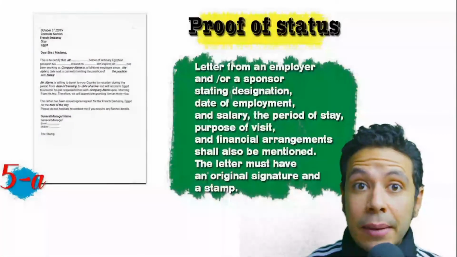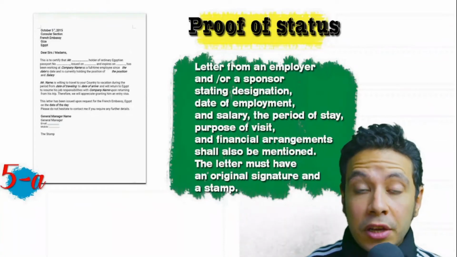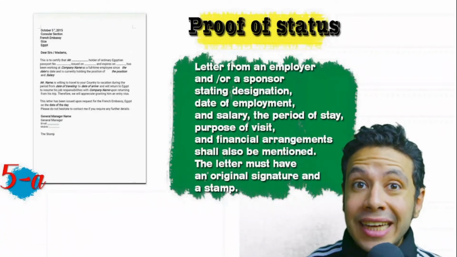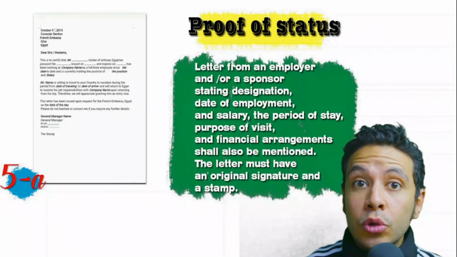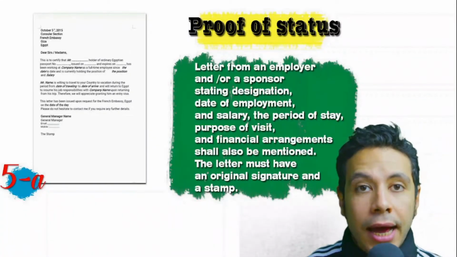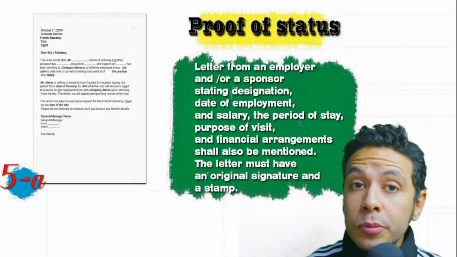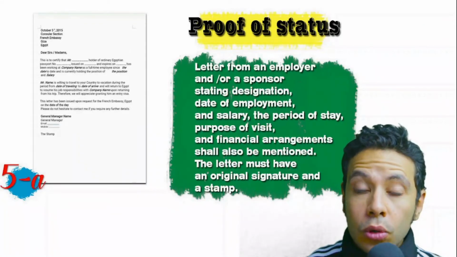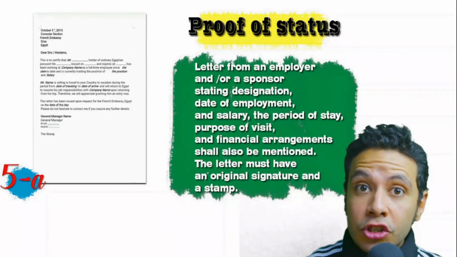In most of the visa application processes you will be required to provide a proof of status. For example, if you are an employee, you will have to provide a letter from your employer or from your HR department mentioning your name, your work details, and your salary. And both address and contact numbers should be mentioned also in that letter. And all letters must have an original signature and a stamp.